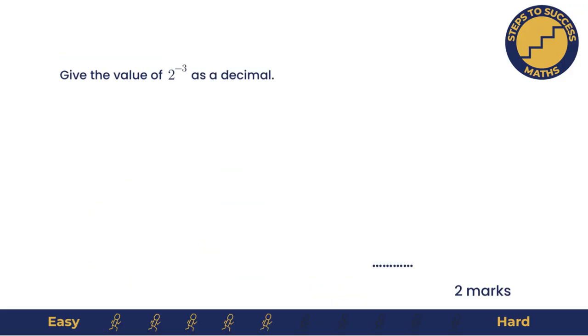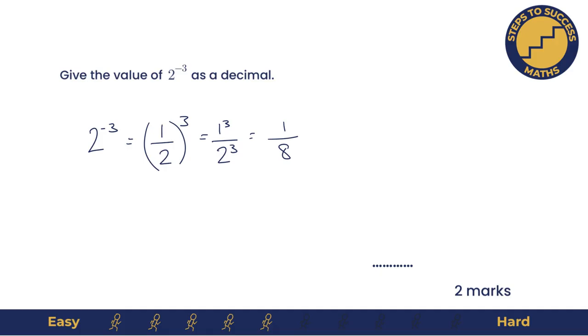Give the value of 2 to the power of negative 3 as a decimal. So negative means reciprocal, so 1 over 2 and then cubed, to the power of 3. 1 over 2 cubed. 1 over 8, and it says as a decimal.